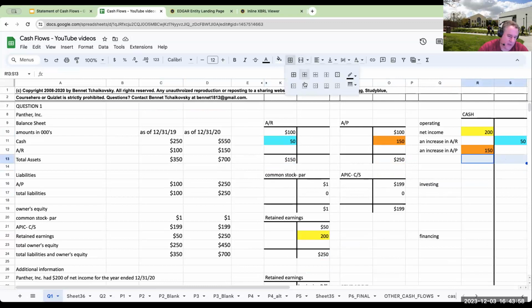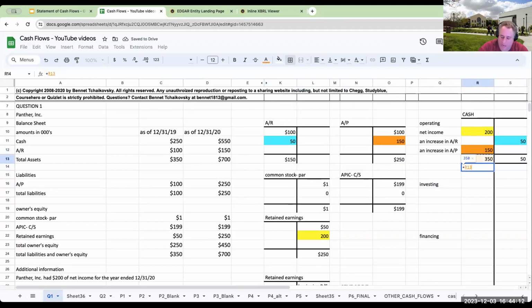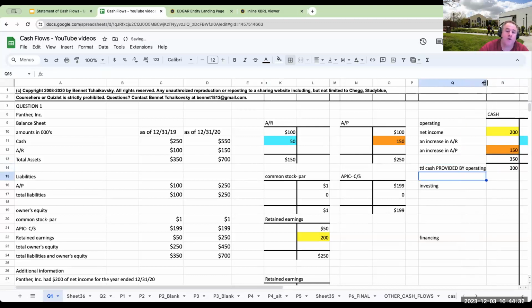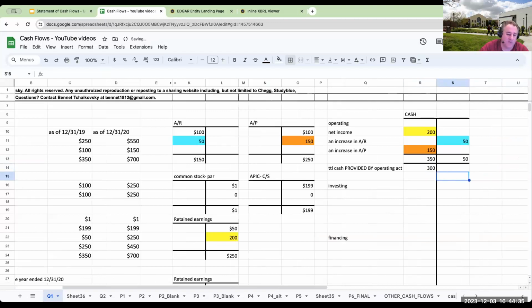So now when I come over here to my cash T account, I have over here 350 of debits, 50 of credits. When I subtract the smaller from the larger value, I have an ending balance of 300, right, as a debit. What is this? This is total cash provided by operating activities. If it is positive, it is going to be provided by. If the amount was negative or it had a credit balance, it would be used in.